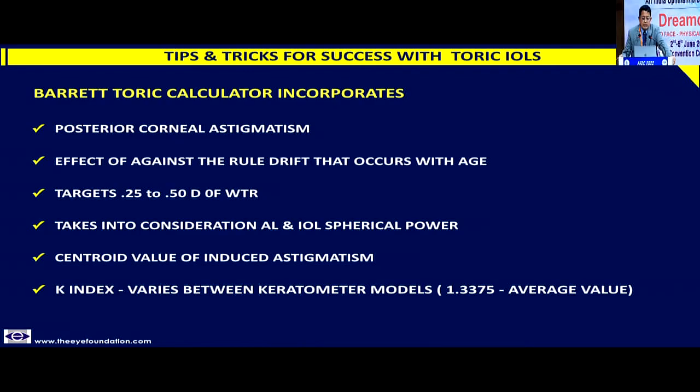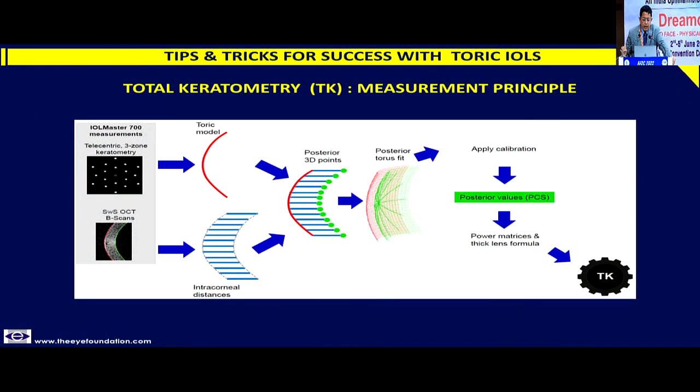It takes into consideration the effect of the against the rule drift that occurs over a period of time for the patient. It targets 0.25 to 0.5 diopters of with the rule astigmatism. Takes into consideration the basic axial length and the intraocular lens spherical power, so that the toricity ratio is incorporated. You can put your centroid value as 0.1, supposing you are doing a sub 2.4 millimeter incision. Again, the K index is something you can factor in.